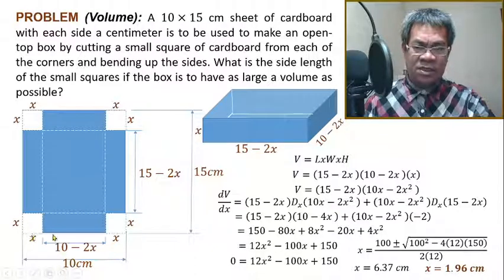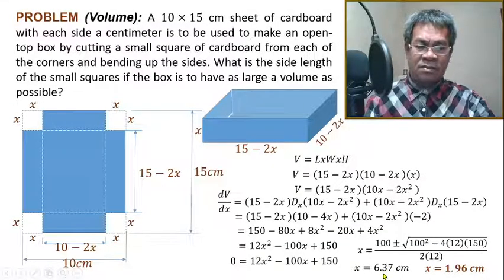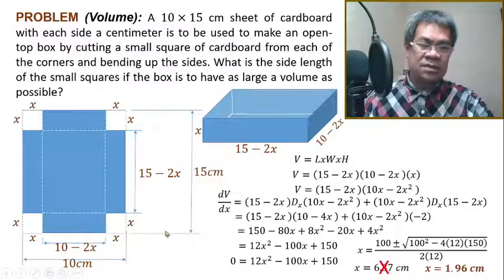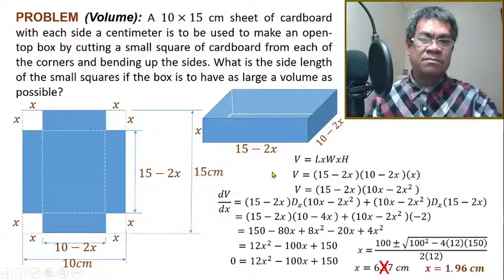If this is 6.37 centimeters, you have to cut it 2 times. So you are cutting already 12.74. It's more than 10. Okay, so therefore this is impossible to happen. But if you cut 1.96, it's good. Okay, it is twice on this side and we still have the length and the width of the box. Okay, so this is the answer.